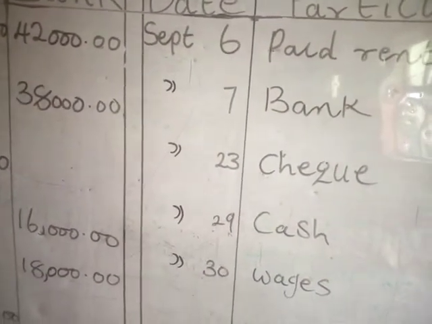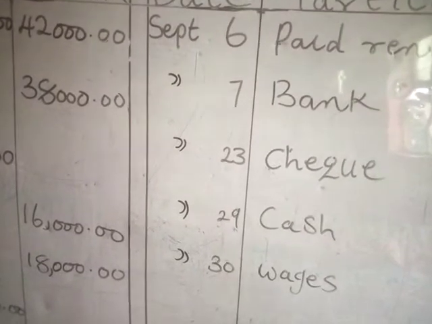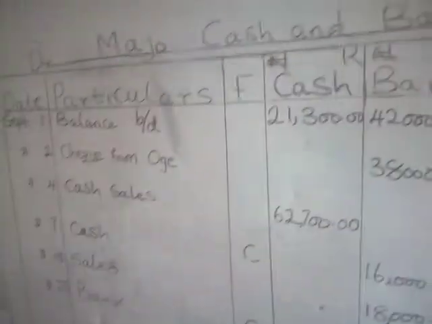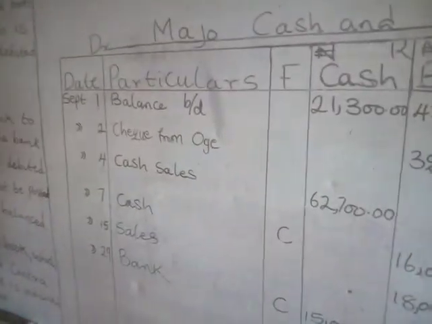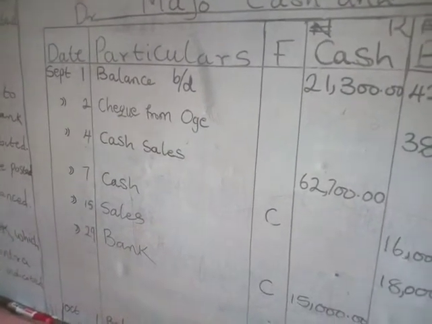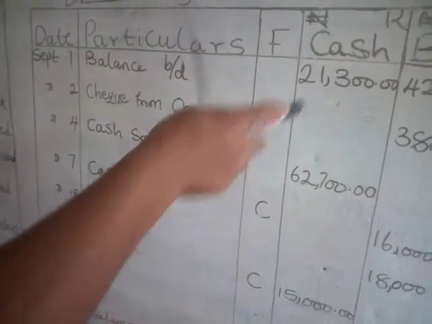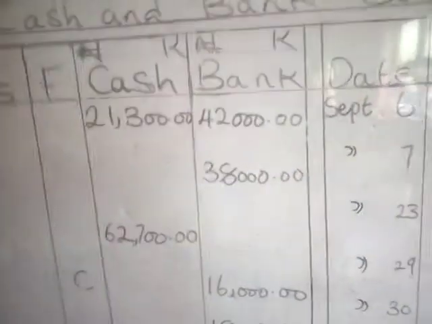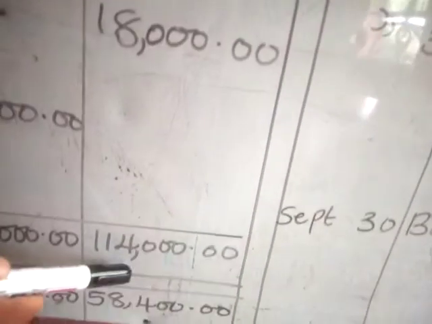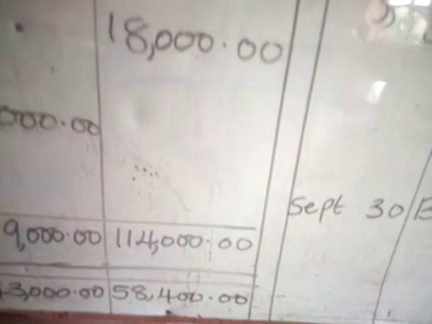When balancing the account, you always start from your debit side, because the debit side signifies the income that enters into the business, while the credit side signifies all your expenses. So now let's start calculating. By the time you sum up all those figures we have here, it will give us 109,000 naira under the cash column. Then the bank column will give us 114,000 naira. Now let's move over to the credit side of the cash book.